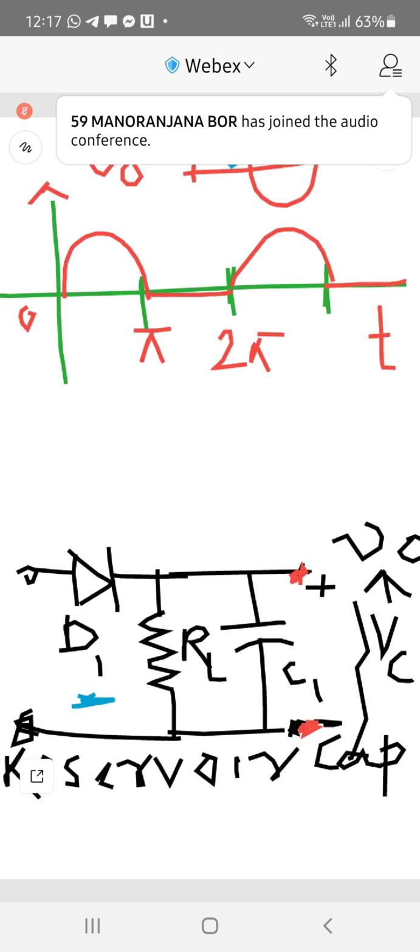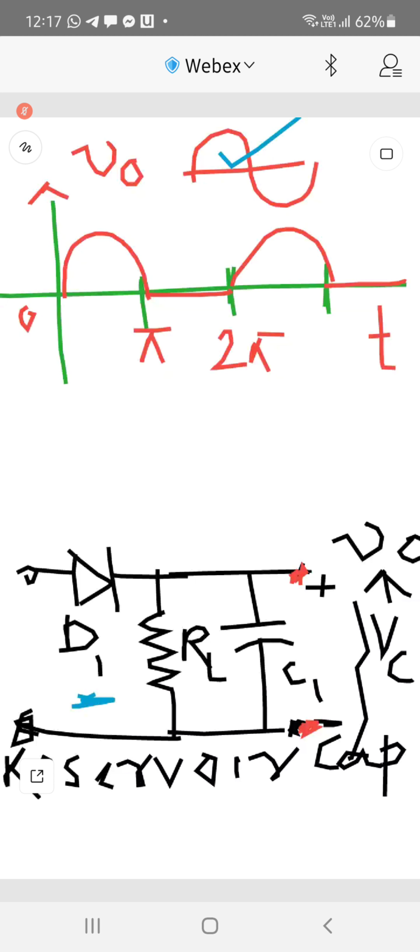Right? So if diode D1 is forward biased, then what is going to happen? Current is going to flow through RL and the capacitor C1 starts getting charged. Okay, it is getting charged up, and the capacitor is going to retain that charge. How much it is going to decay, and how long it is going to keep that charge intact, is dependent on its RC time constant.